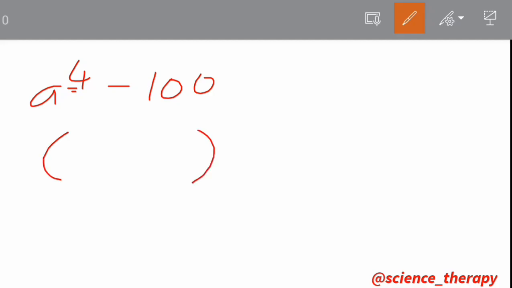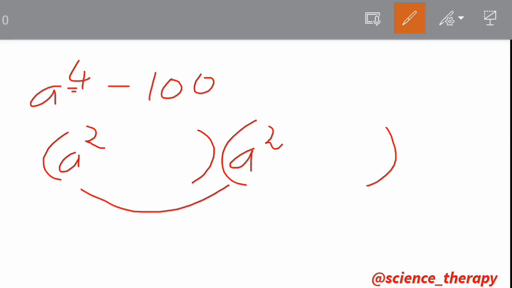Let's say this time around we have a to the power of 4 minus 100. Now we can see that the exponent that we have here is no longer 2, but it is still an even number. That means we can distribute it evenly. So we have a to the power of 2, a to the power of 2. Right. Now we know if these two multiply, we still want to have a to the power 4, because multiplying same bases, we add the exponents.